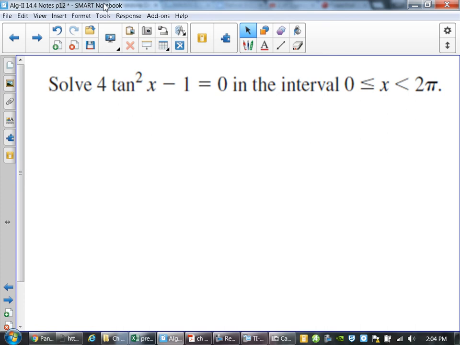What's your first step? And then what? Divide by 4. Okay, so you have tangent squared x is 1/4. What do you do? Solve. It's not solve for tangent.